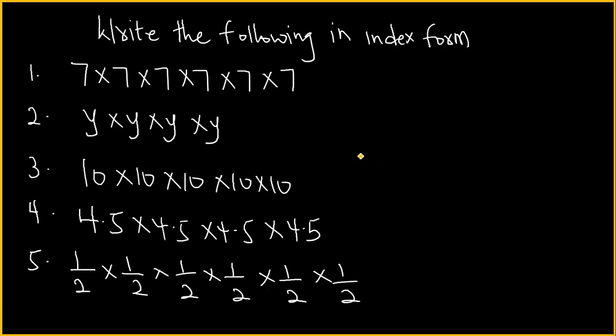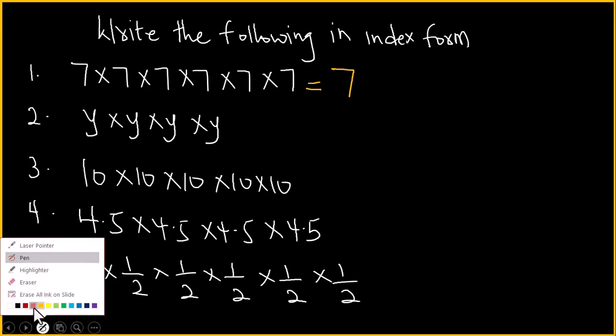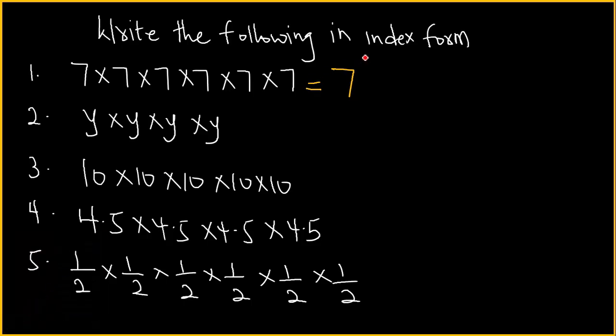So the first one, we have 7 multiplying itself 1, 2, 3, 4, 5, 6. Now 7 is written as the base, and the number of times it keeps on repeating is also 6. So 6 is written on top of it as the exponent or index. Now let's move on to the second one.